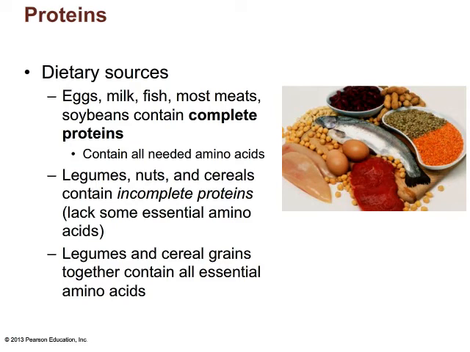On the other hand, foods like legumes, nuts, and cereal grains are called incomplete proteins. That's because they're missing one or more essential amino acids. So in order for the body to use these incomplete proteins to make its own proteins, we have to supplement with other foods that contain the missing amino acids. So for example, we can eat both legumes and cereal grains together, both of which are incomplete proteins, in order to manufacture complete proteins in the body.